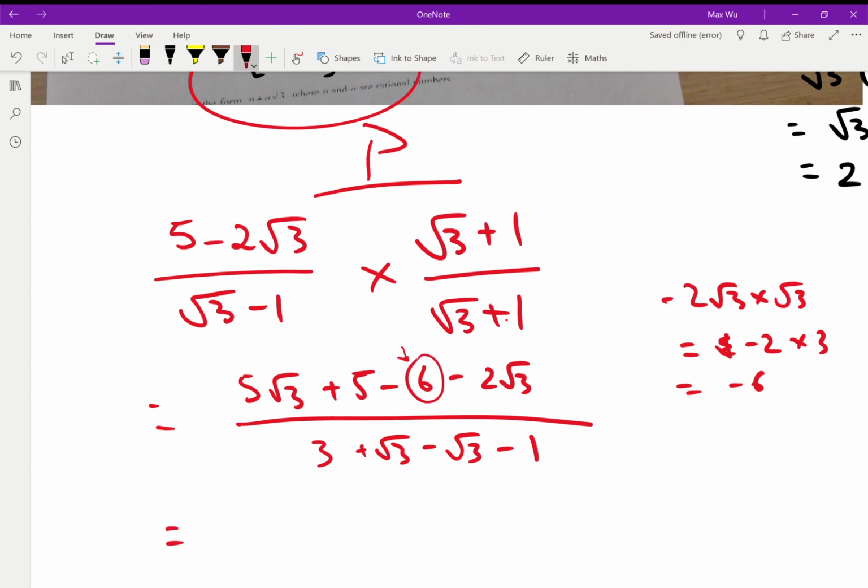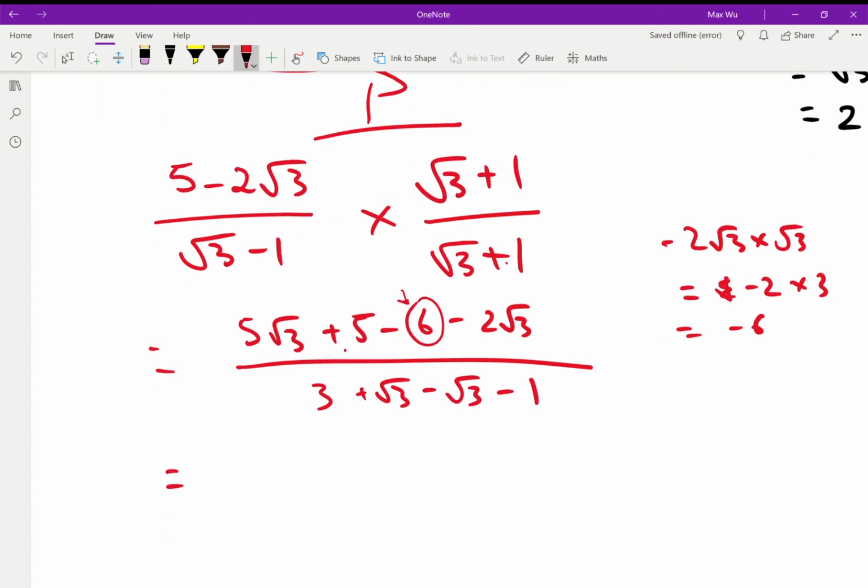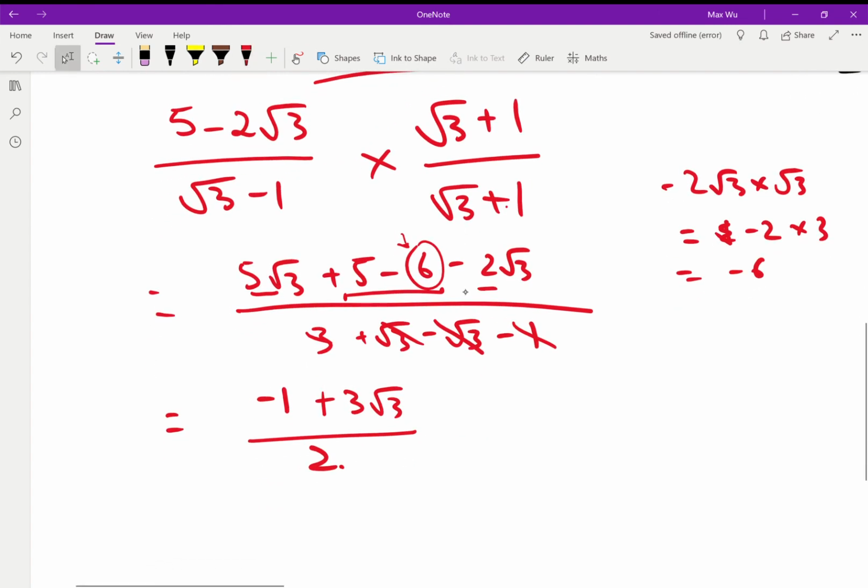And now we simplify it again. We group like terms. 5 and negative 6 make negative 1. 5 and negative 2 make plus 3 square root 3. And down here we have these cancelled out, right? And we have 3 and negative 1, which would make 2. Bam! Now we've simplified it. We can even simplify this more by saying it is negative 1 over 2 plus 3 over 2 times square root 3.